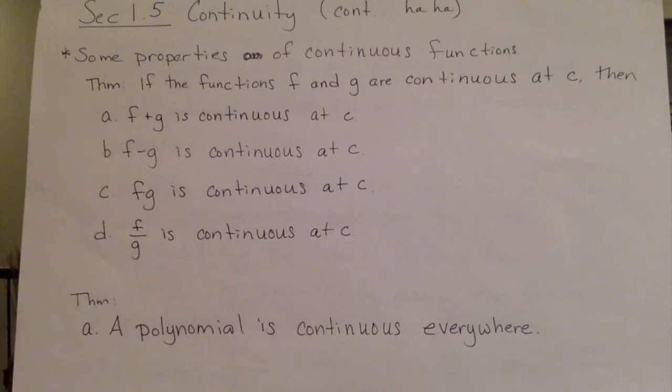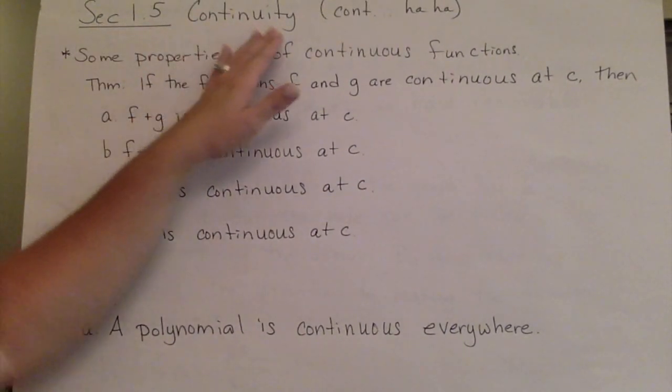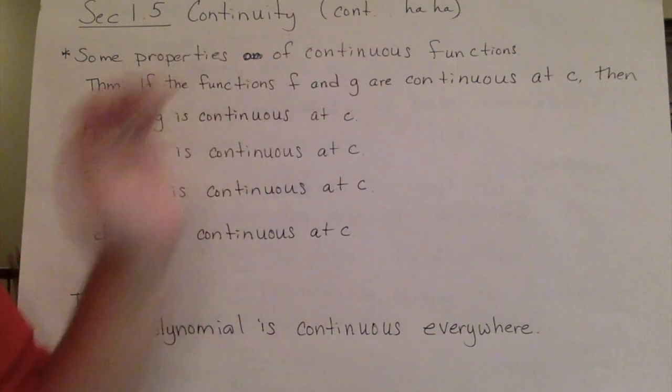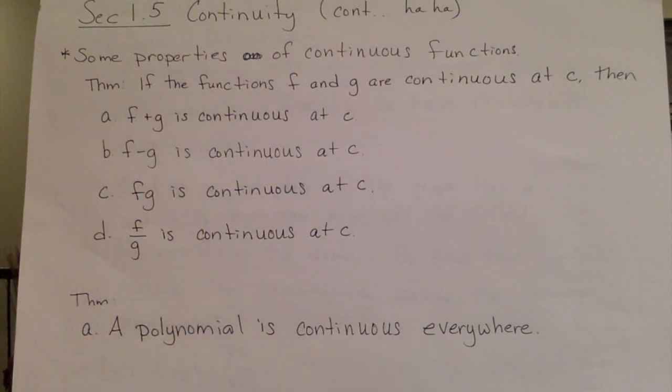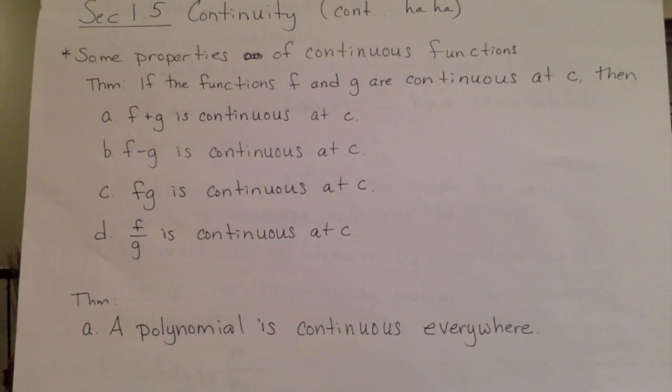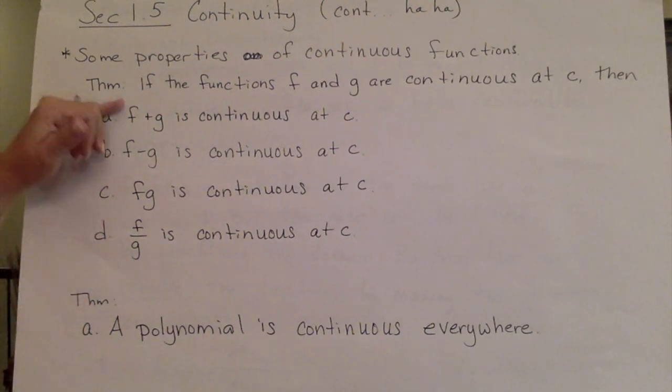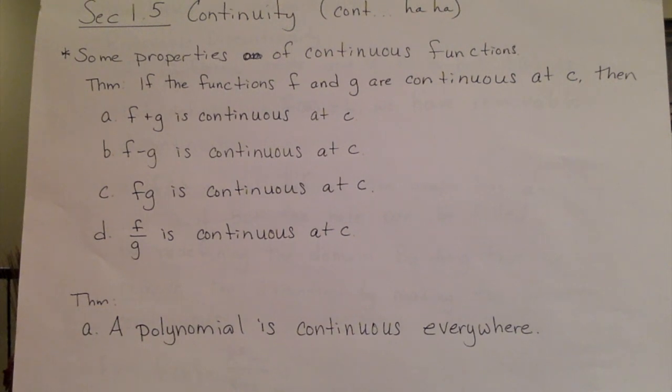So I think this is a little bit funny. Section 1.5, continuity, continued, haha. So we have some properties of continuous functions. If the functions f and g are continuous at c, you can kind of see all the operations on those functions are also continuous at c: f plus g, f minus g, f times g, f divided by g. So that's good.